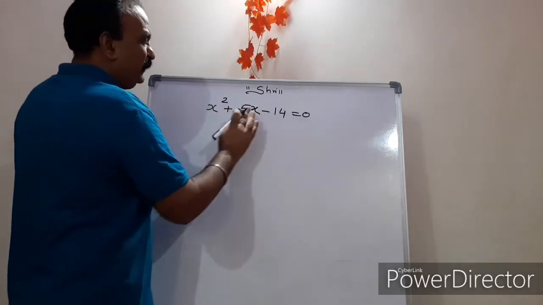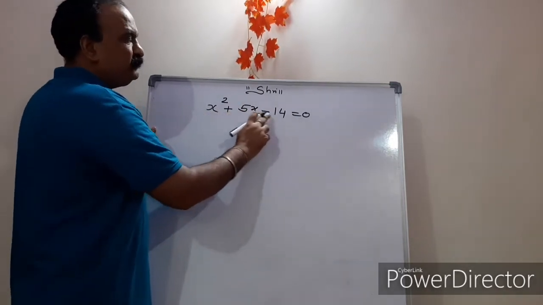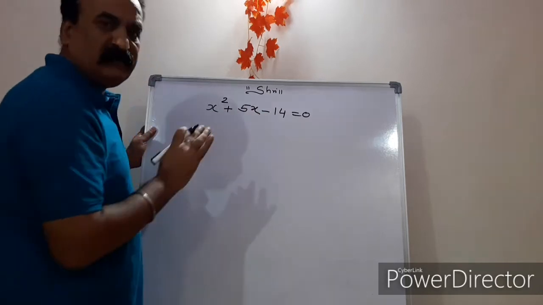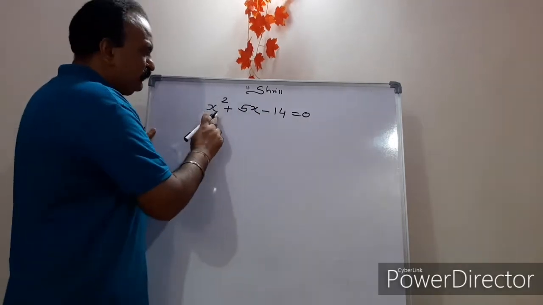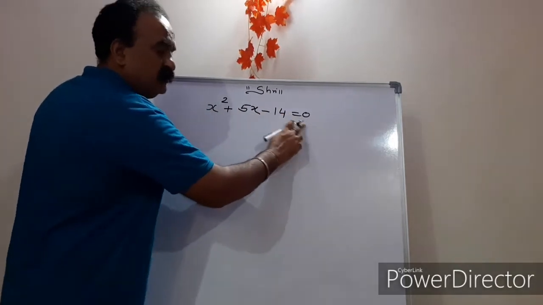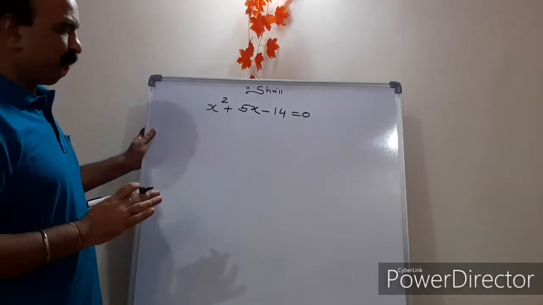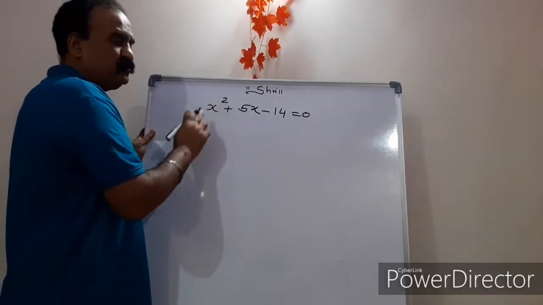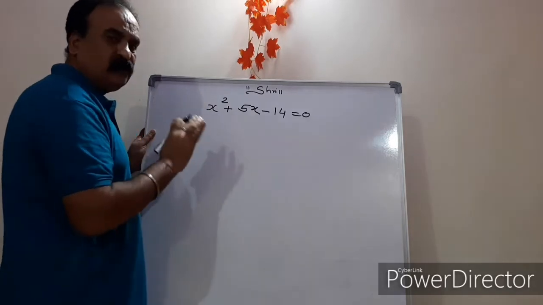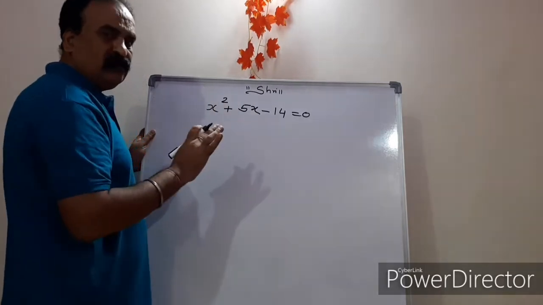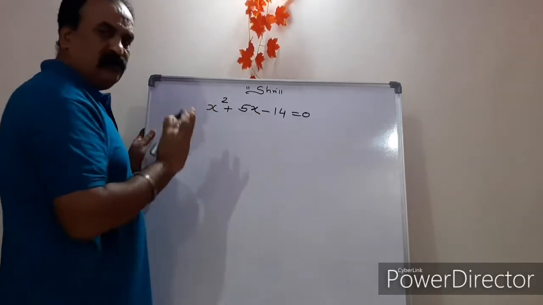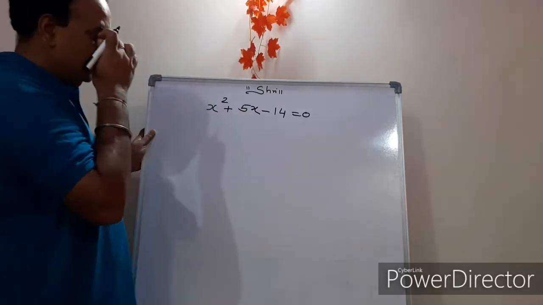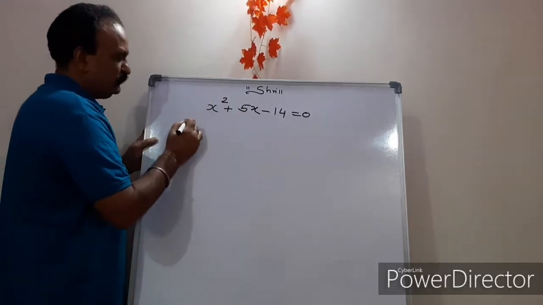And if I write only x square plus 5x minus 14, then this is a quadratic polynomial. And x square plus 5x minus 14 equal to 0 is a quadratic equation. As the degree is 2, the solutions will be 2, the answers will be 2, the roots or zeros will be 2. Now let us see how to solve this equation.